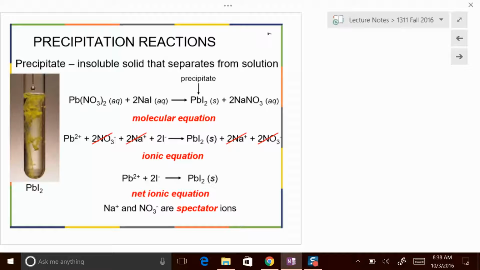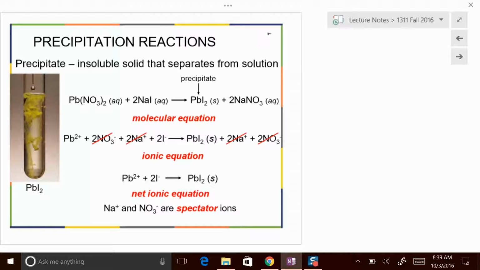Now, we have a basic idea about solutions and ions. When you put them in solution, you create these ions, these aqueous solutions. And now we're going to look at that in precipitation reactions. How does that facilitate these precipitation reactions? So here is the example I gave you earlier. Lead nitrate plus sodium iodide produces lead iodide plus sodium nitrate.